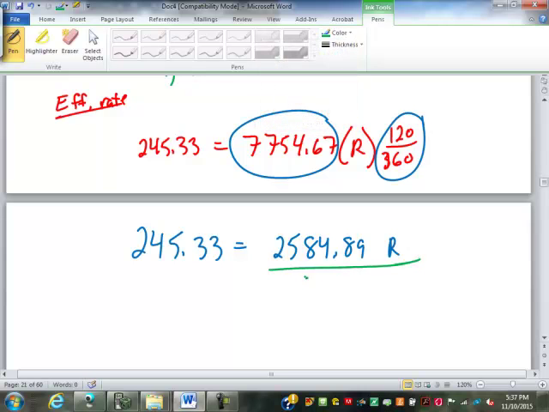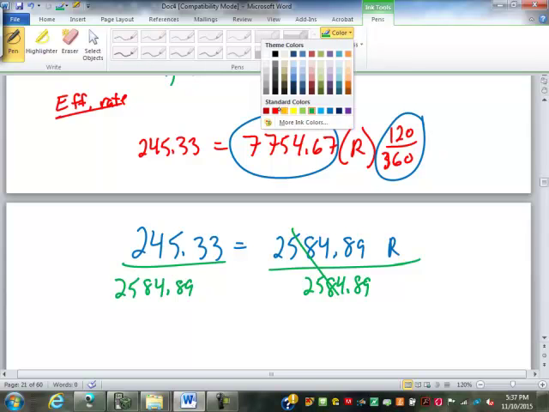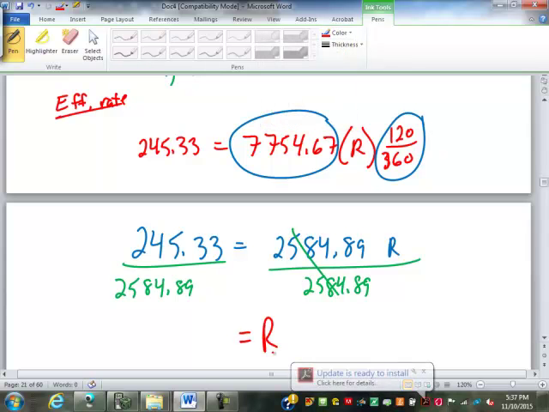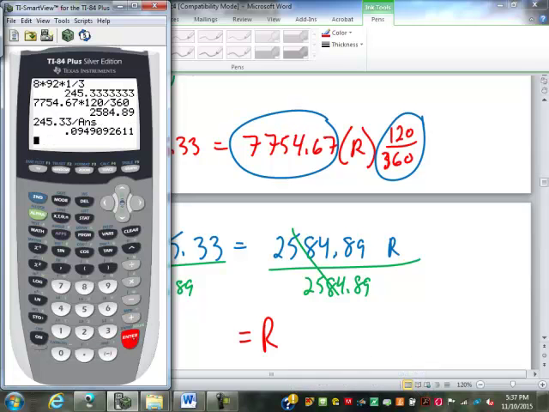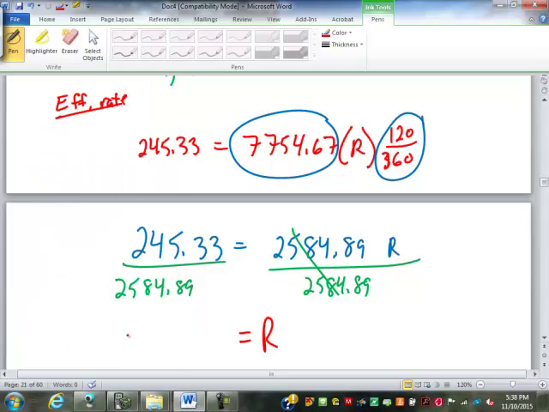So we're going to divide by $2,584.89. Now I'm going to keep it in my calculator anyway. I'm going to type in 245.33 divided by second answer to tell the calculator to use the previous answer. So I get 0.09491.